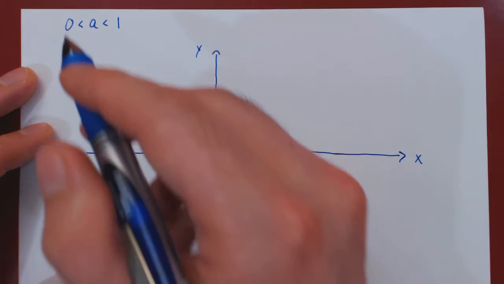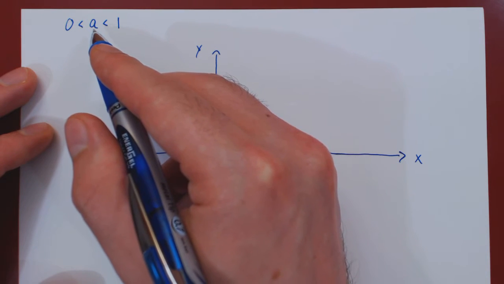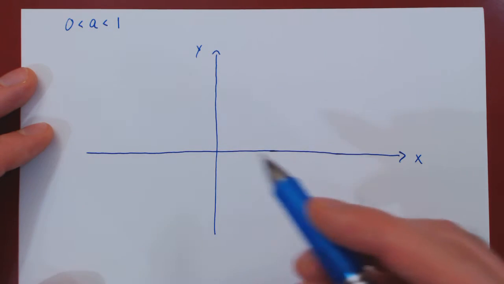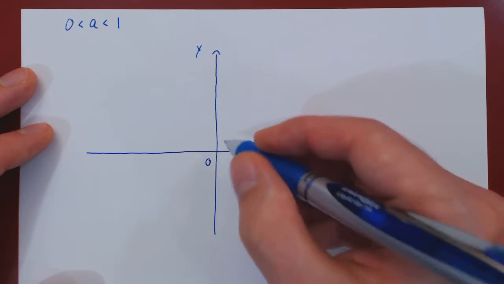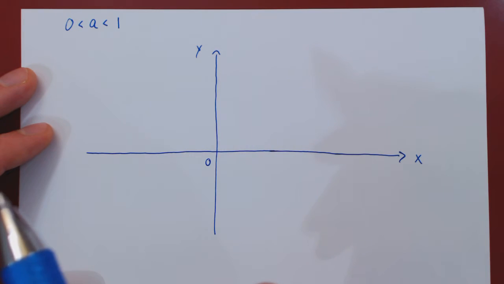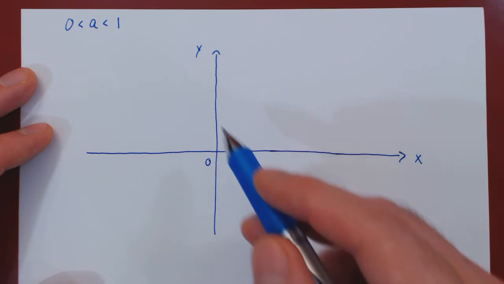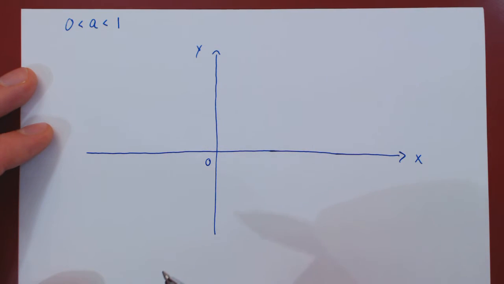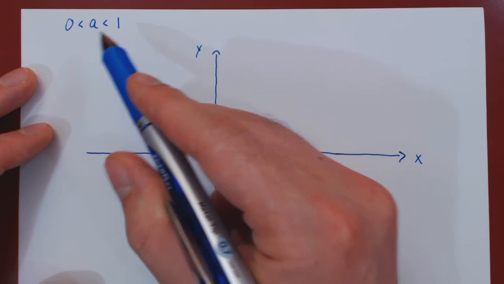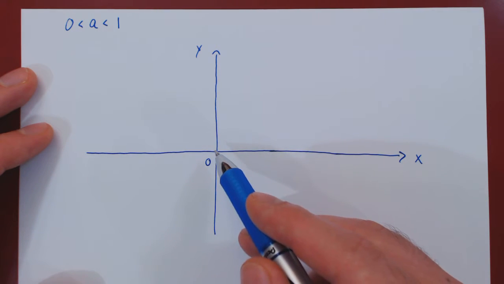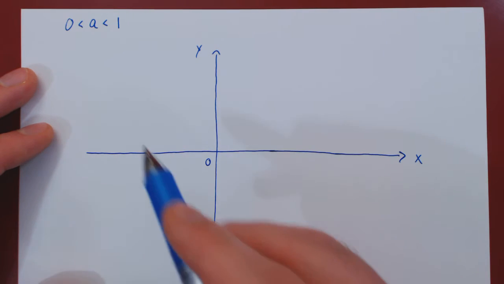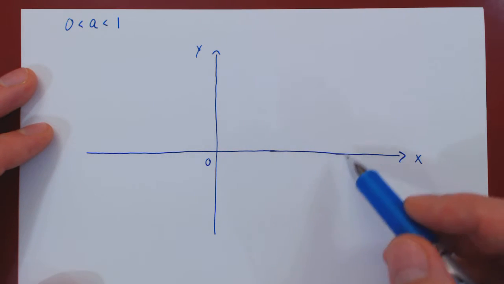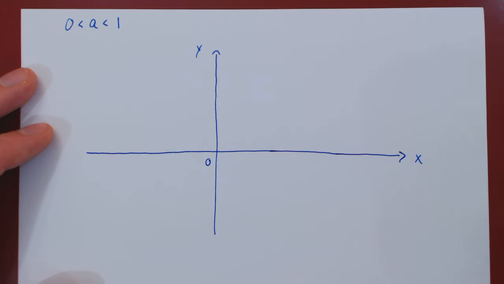Now the key difference here is that a is smaller than 1. So if you think about this, again, a to the 0 will be 1. So again, the exponential function will cross the y-axis when y equals 1. But now a is smaller than 1, which means when you take a larger and larger power of a number that is smaller than 1 but positive, this will grow smaller and smaller and smaller.